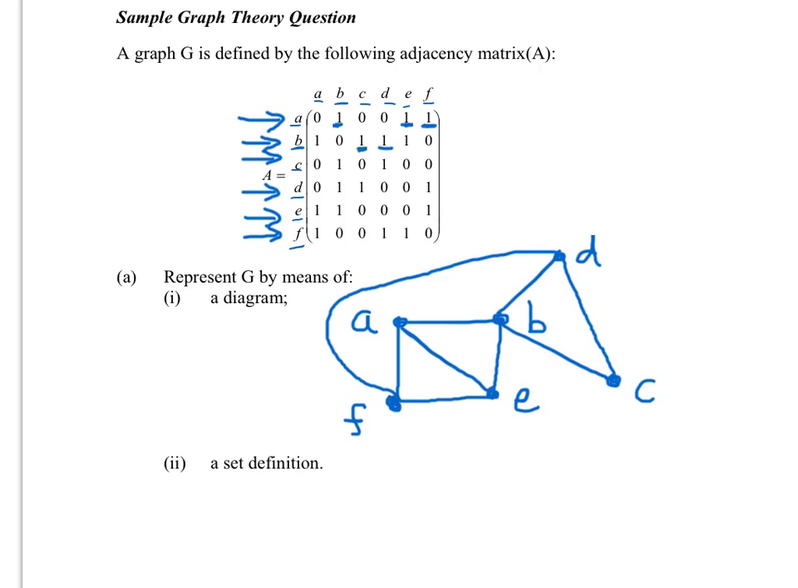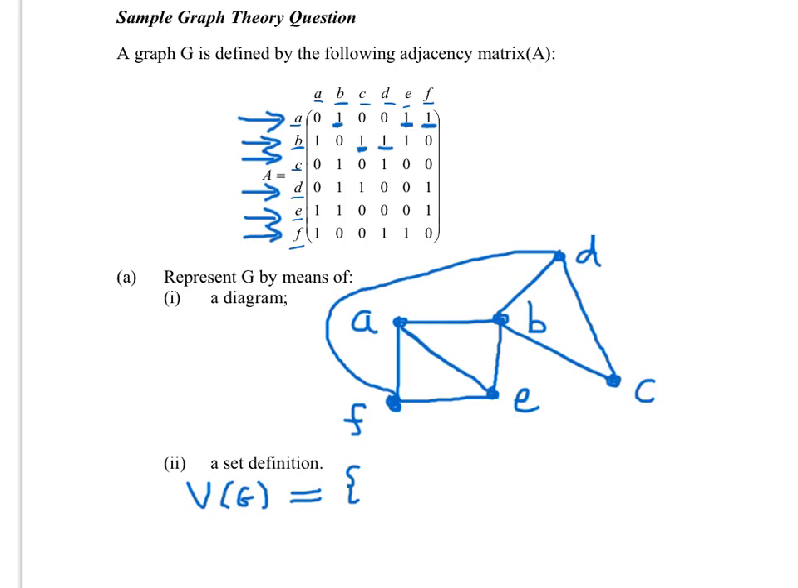Now let's move on to part 2. We want to represent G by means of a set definition. Now to do this, we actually need two sets. We need a set called V of G, which is the vertex set of G. And that gives you a set.